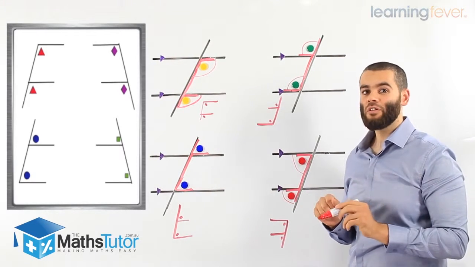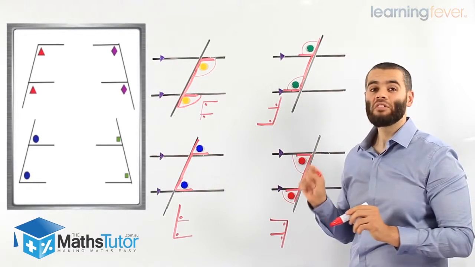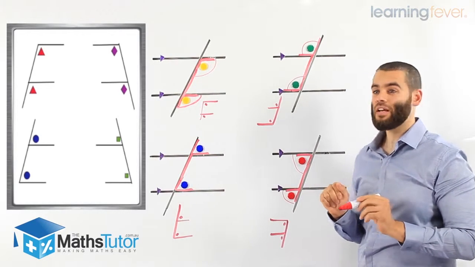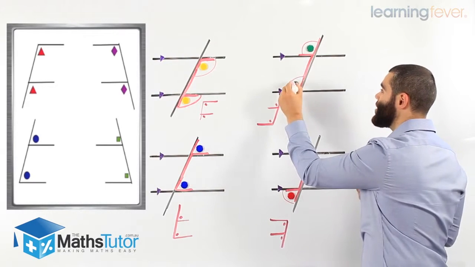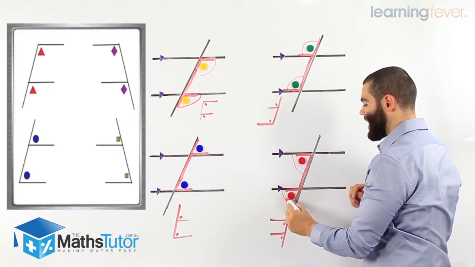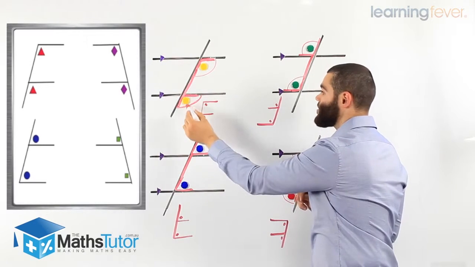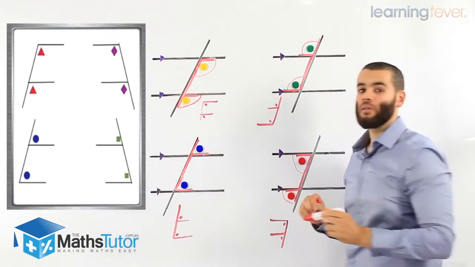A very important note that we need to realize is that corresponding angles are equal. They are equal to one another. So if this was 110 degrees, this will be 110. If this was 80 degrees, this will be 80 degrees. If this was 70, this will be 70. If this was 130, this one will also be 130.